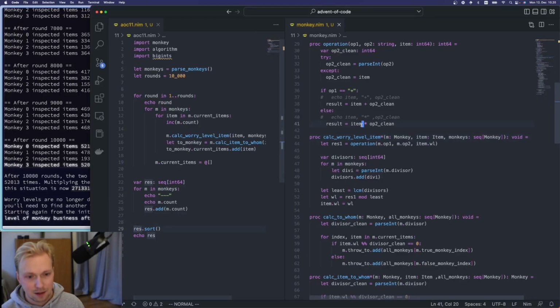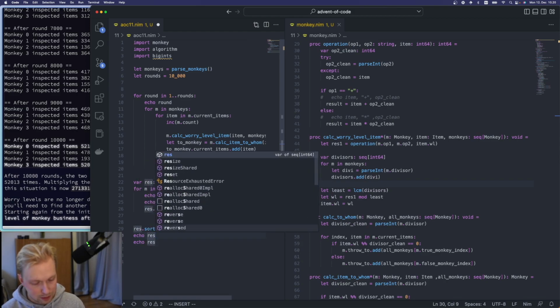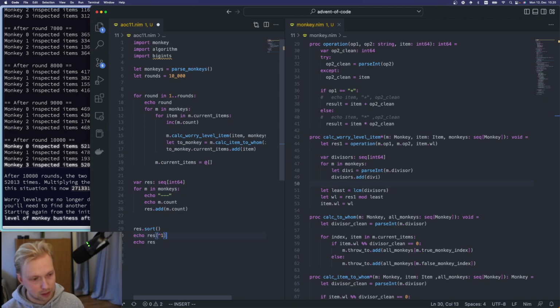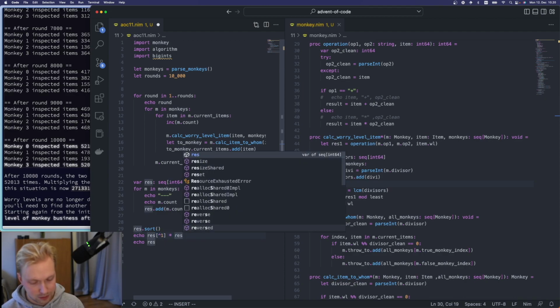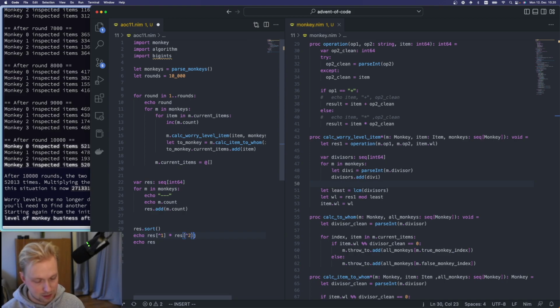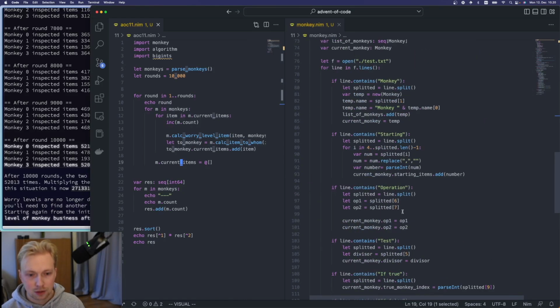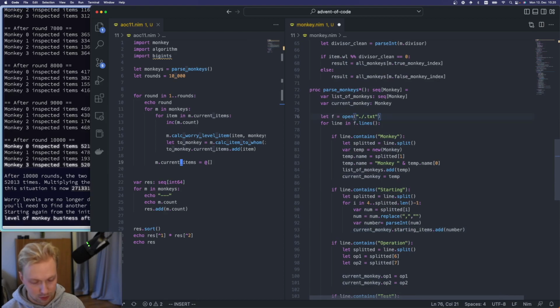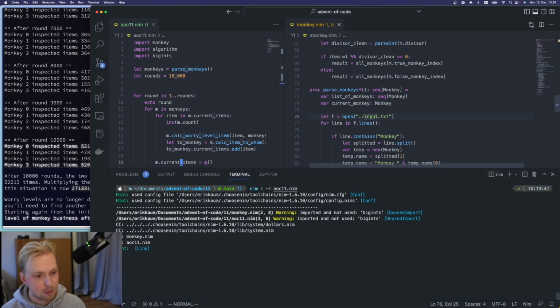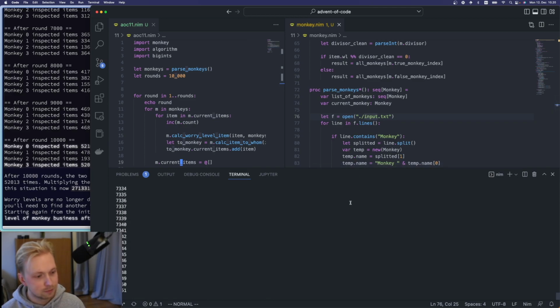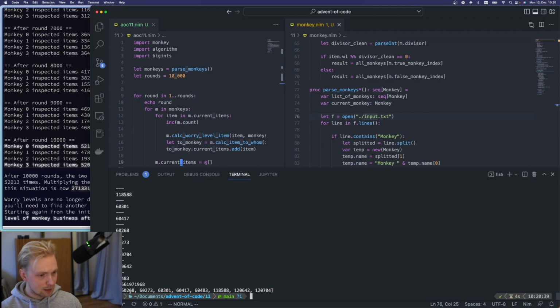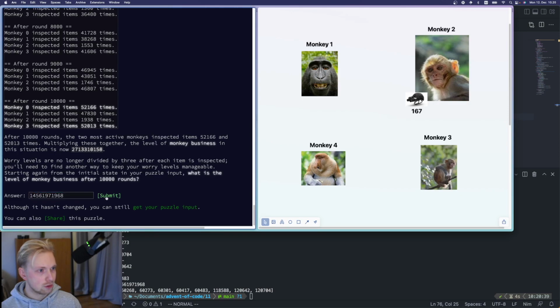So now I've cleaned it up a bit so that we take in the divisors more programmatically, and then here also let's do echo res, and there's actually a very Python-like operator we can use like this, which means the last two items in the array. So, now we have the test, and we want to take the input, and now the moment of truth. 10,000 rounds is going, and these are the results, and this would be the final answer.